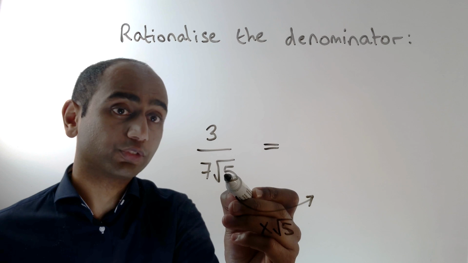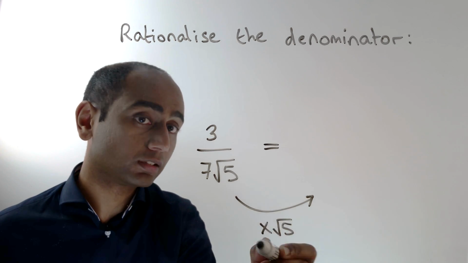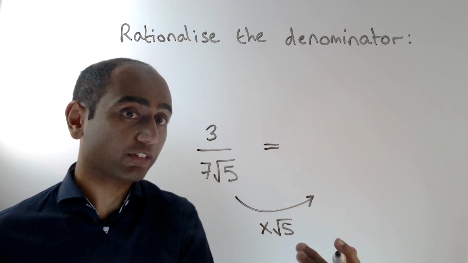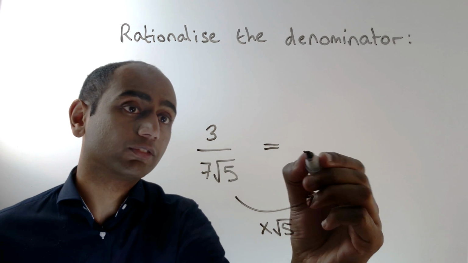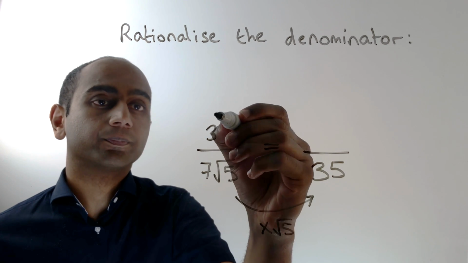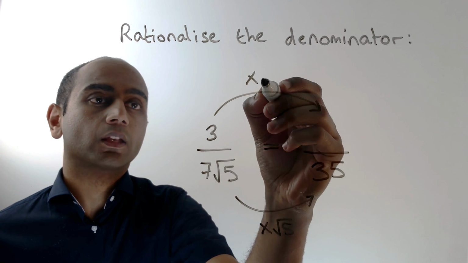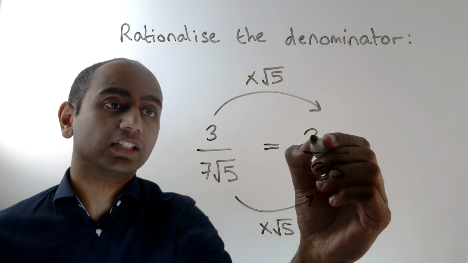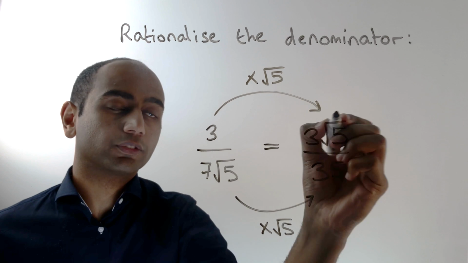So 7 times the square root of 5 times the square root of 5 again, well, these square roots of 5 multiplied together just give you 5. So we end up with 7 times 5, which is 35 in the denominator. We do the same thing to the top. 3 times the square root of 5 is 3 root 5.